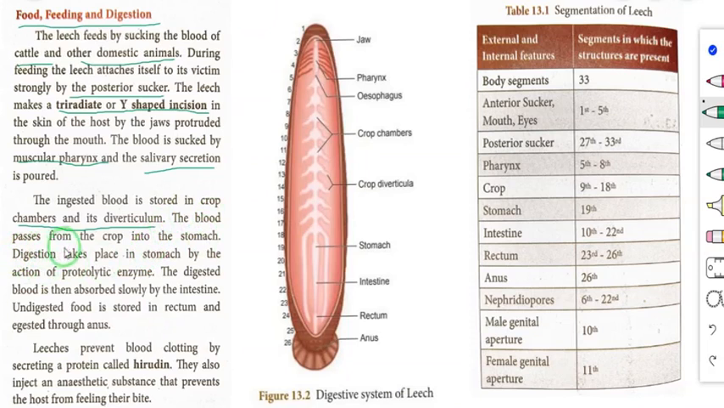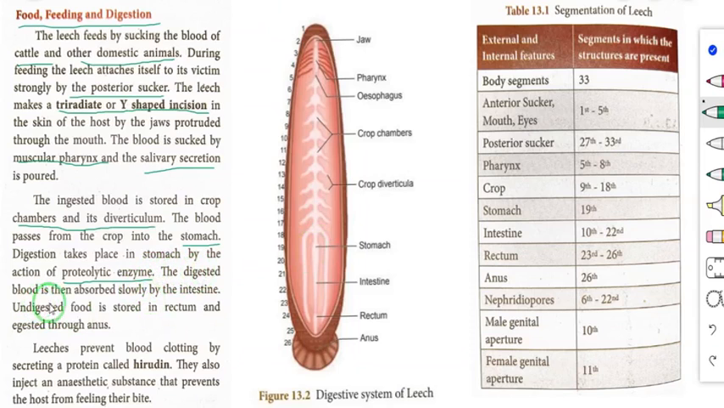The blood passes from the crop into the stomach. So after sucking, it enters into the stomach region. Digestion takes place in the stomach by the action of proteolytic enzyme. So in which region does digestion take place? Digestion takes place inside the stomach region with the help of proteolytic enzyme.